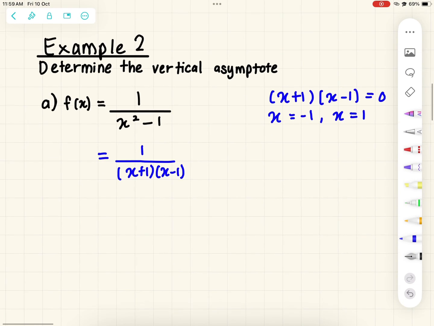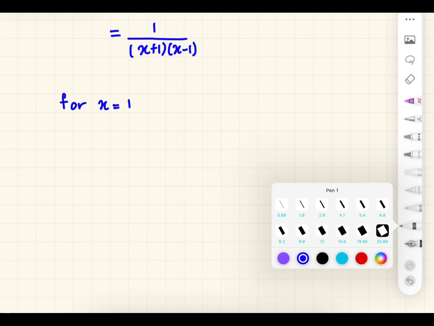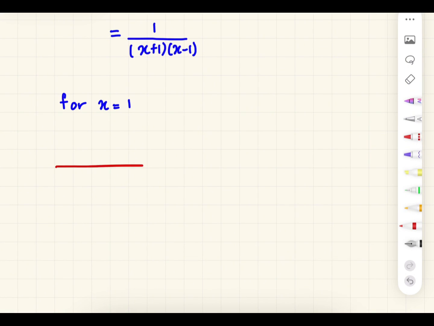So now we have two values of x, and we need to do this for both of them. Let's do x equals 1 first. So for x equals 1, we do the number line.